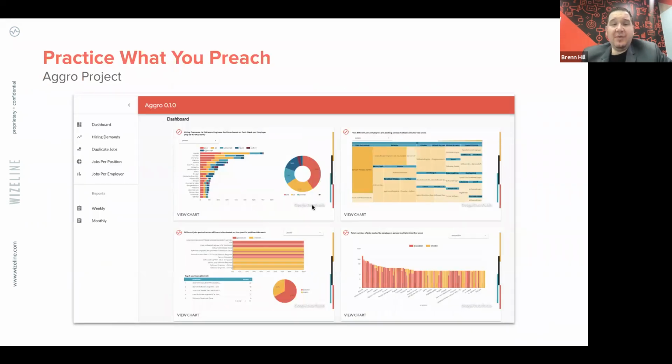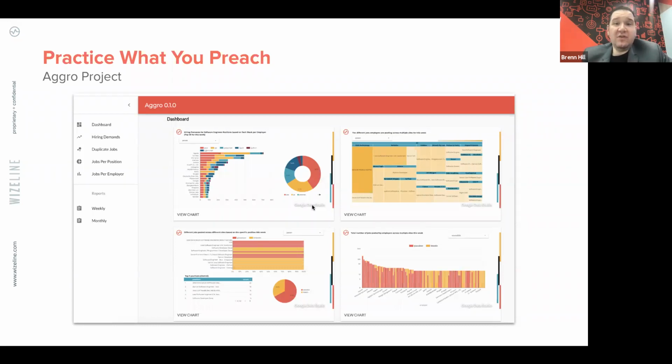So here's an example in professional services. This is an actual internal Wizeline project. This is ours. We created a project called Agro, and it scans the internet for job postings, and it categorizes them into different groups. And we can see the key programming skills that people are looking for, what region they're in, the name of those companies, how many people they're hiring, and so on. And we use this to predict demand.